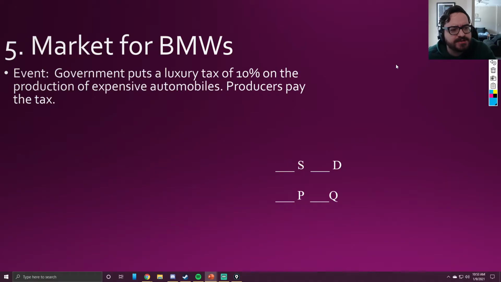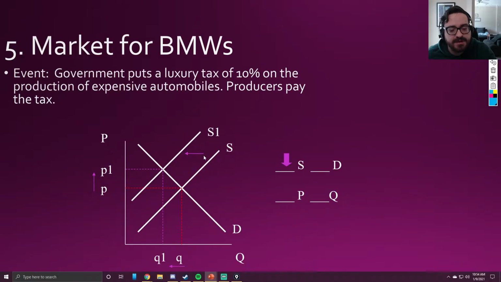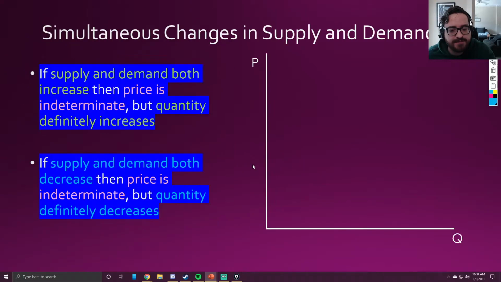And then example one more time. Government puts a luxury tax of 10% on the production of expensive automobiles. This is for BMWs. Producers pay that tax, okay? Well, it says producers in the sentence, so I'm pretty sure this is a supply thing. If they pay the tax, they can't produce as much. Supply goes down, price up, quantity down.